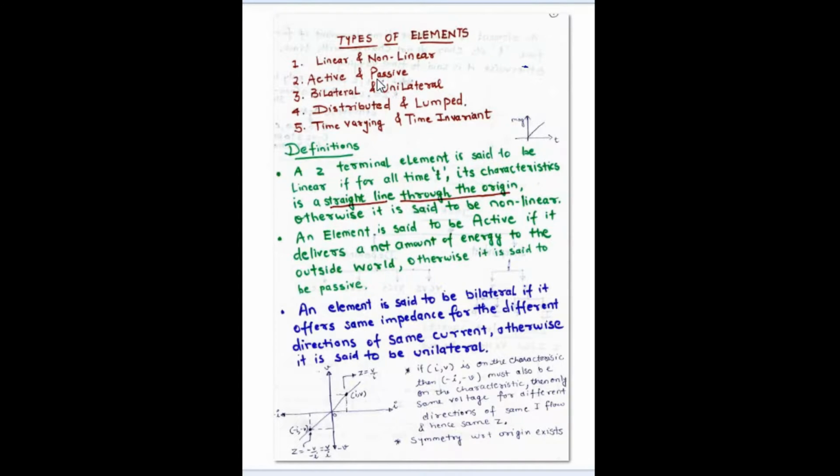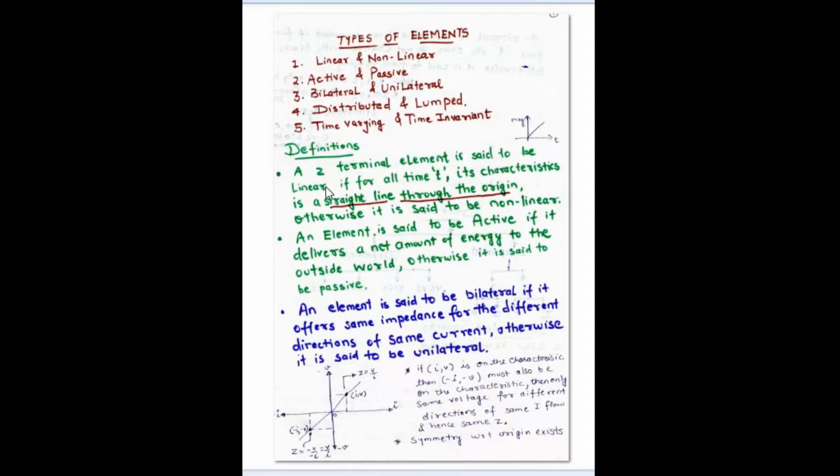First is the linear and non-linear elements. Second one is the active and passive elements, bilateral and unilateral elements, distributed and lumped elements, and last one is the time varying and time invariant elements. So now we'll go on to some of its definitions. So first is the linear and non-linear.